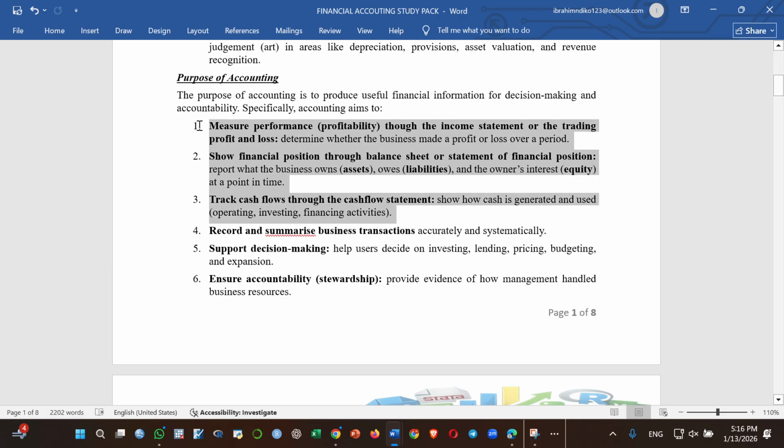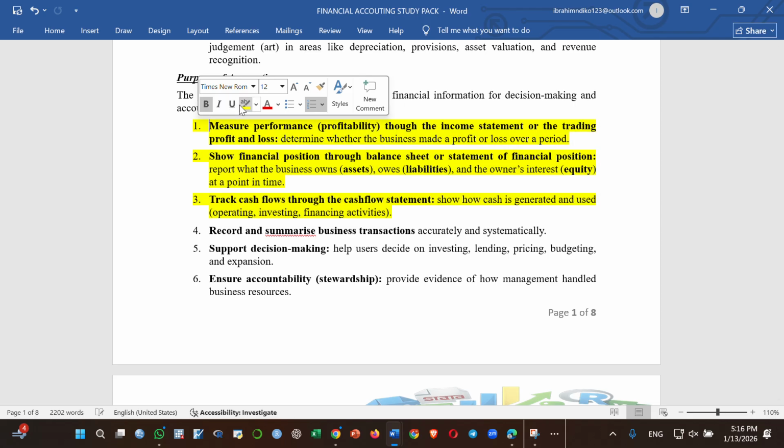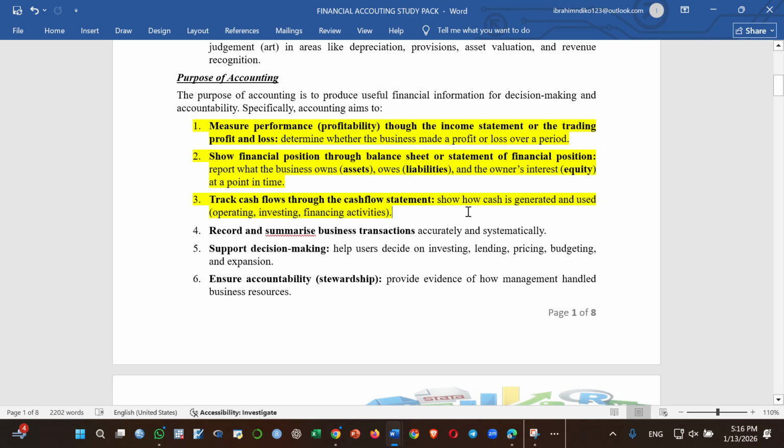So in an exam, these are the main function of accounting, which is also the function or the purpose of financial accounting. So if they tell you to state the purpose of financial accounting, it is the same as the purpose of accounting for the first three. Then you have other purposes.